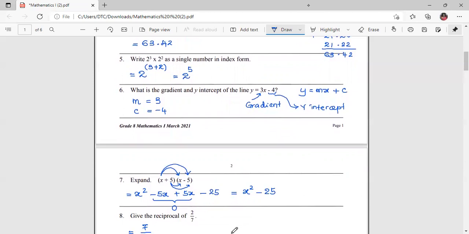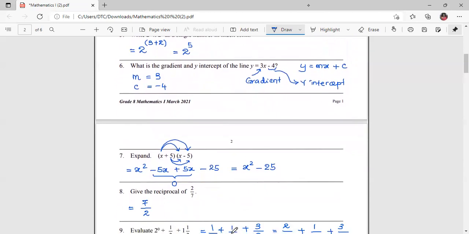Then the next one, you know the straight line equation format, y equals mx plus c, right? Then the m will be the gradient and c will be the y-intercept. What do you mean by the y-intercept, children? That is the point where the line cuts the y-axis, right? So then here it is -4. The gradient will be +3.